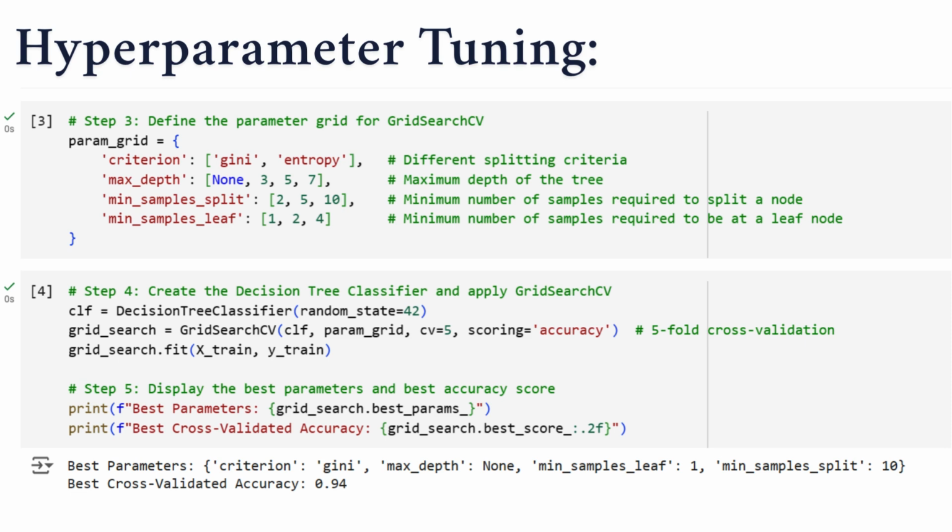Reasoning. This tuning process is essential because decision trees can vary significantly based on hyperparameter choices. By testing different values, we ensure the model is both accurate and efficient, avoiding issues like overfitting.